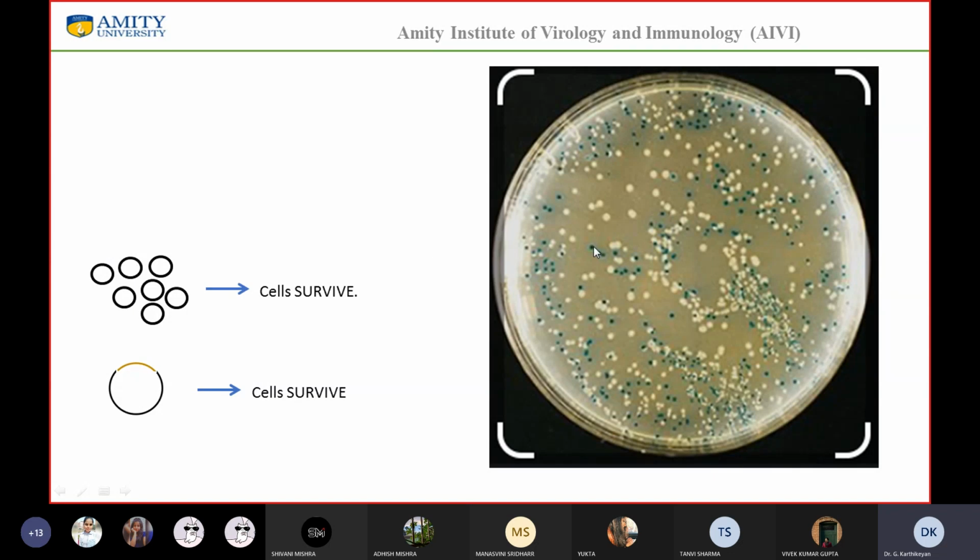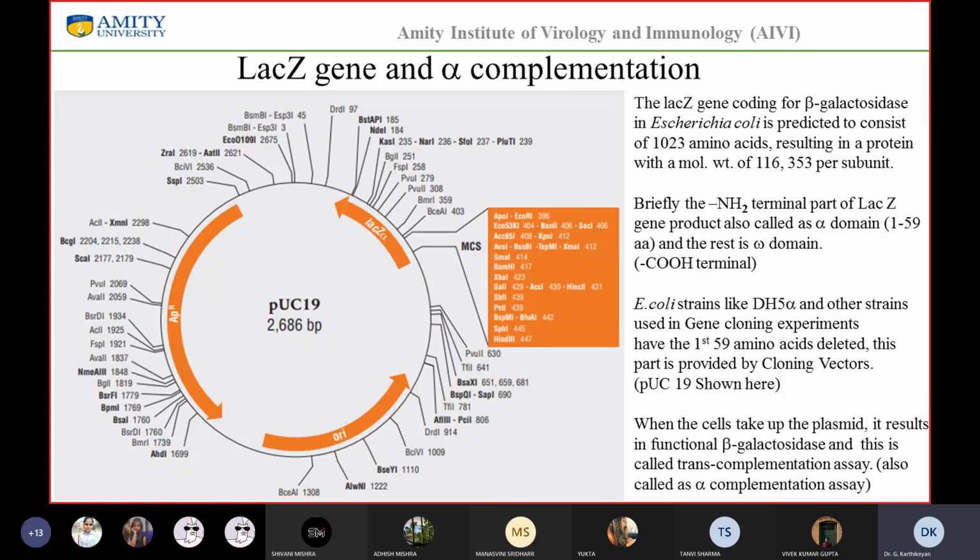So how does this happen? Why is it that these are able to give you blue color and this is going to give you white color? That is what we are going to look at. This process is called alpha complementation. If you remember, if you come back and look at this particular vector, which has a lacZ fragment, this lacZ gene, which codes for beta-galactosidase in E. coli, is predicted to have about 1023 amino acids.